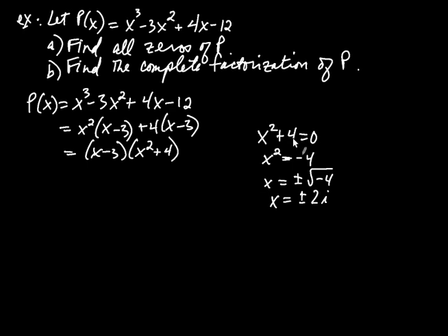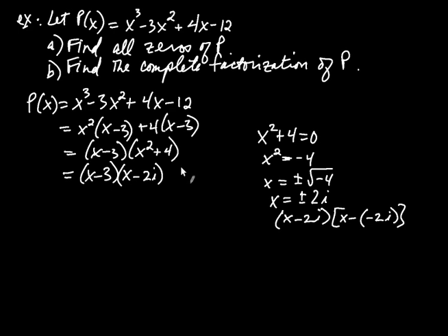And by the factor theorem, that means x take away 2i and x take away the second zero, so x minus negative 2i, are both factors of x squared plus 4. That's what the factor theorem says. It says that you take the zeros and x take away the zeros are factors of that polynomial. So I can go back and write this as x take away 3, and then x squared plus 4 can be written as x minus 2i, and then the next one's going to be x plus 2i.